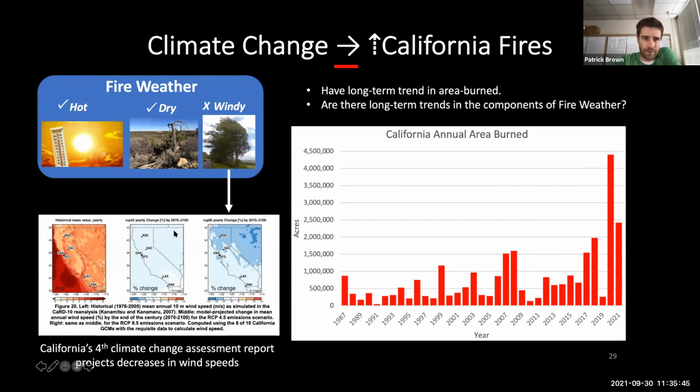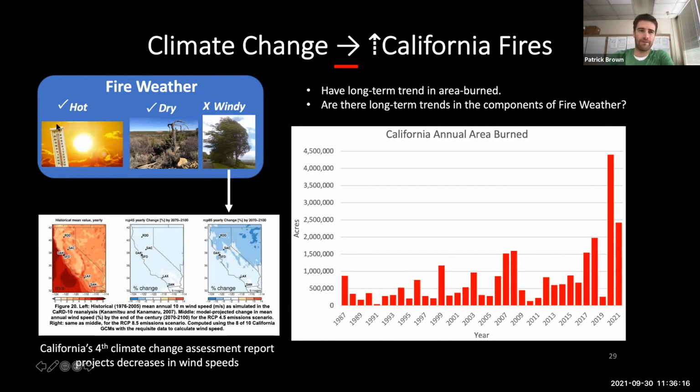And here's actually a couple of maps from the most recent California Climate Change Assessment Report. These maps over here are percent changes in wind speed in the last part of this century. So this is from projections from climate models. And these blue colors mean decreases in wind speed. So our best estimates are decreases in wind speed in the future. So if anything, that decreases fire activity.